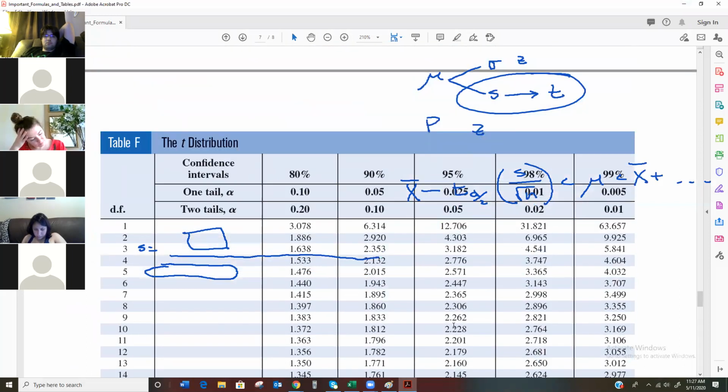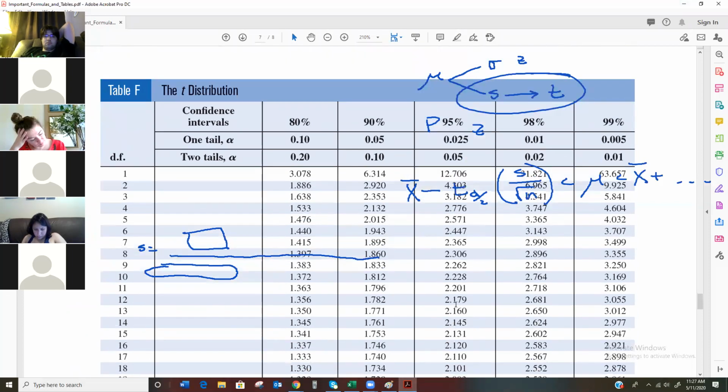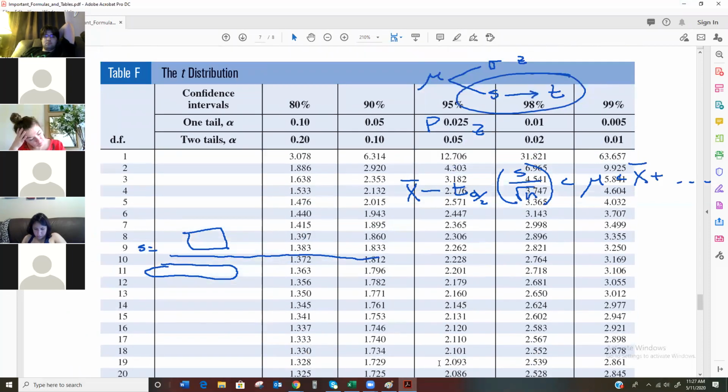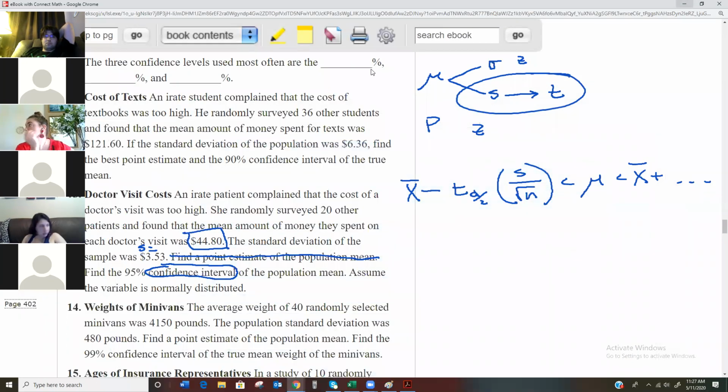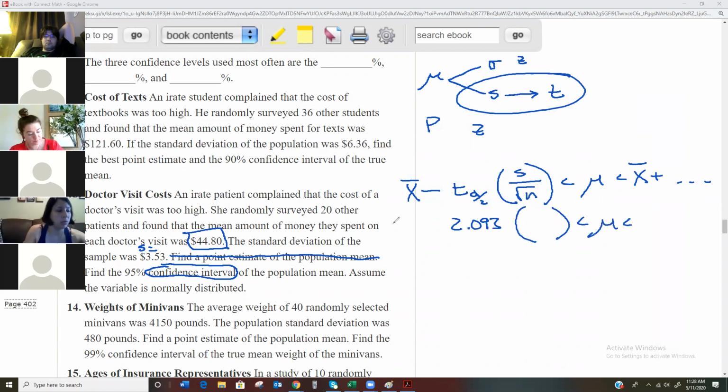95%, 19. So we're right here in this middle column. 95%, degrees of freedom 19, because our sample size was 20. So that's our T, 2.093. And what's our X bar? 44.80. You got it.